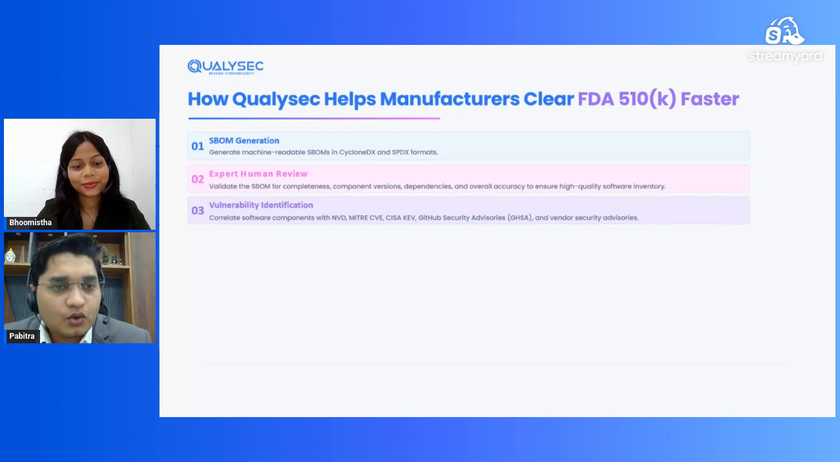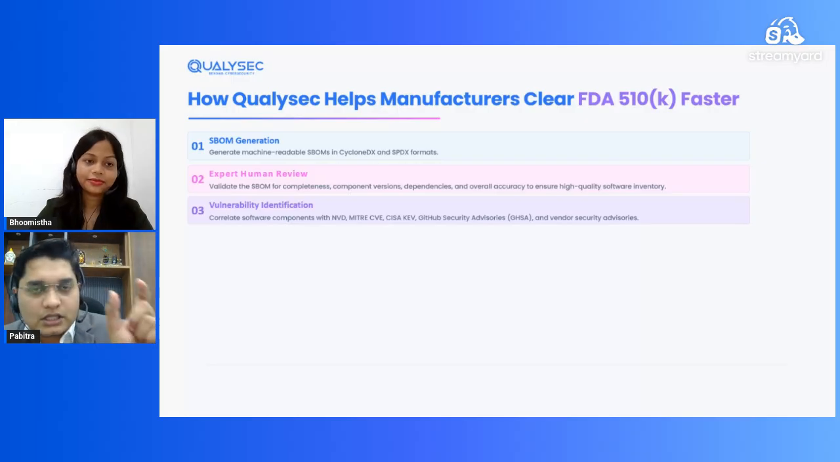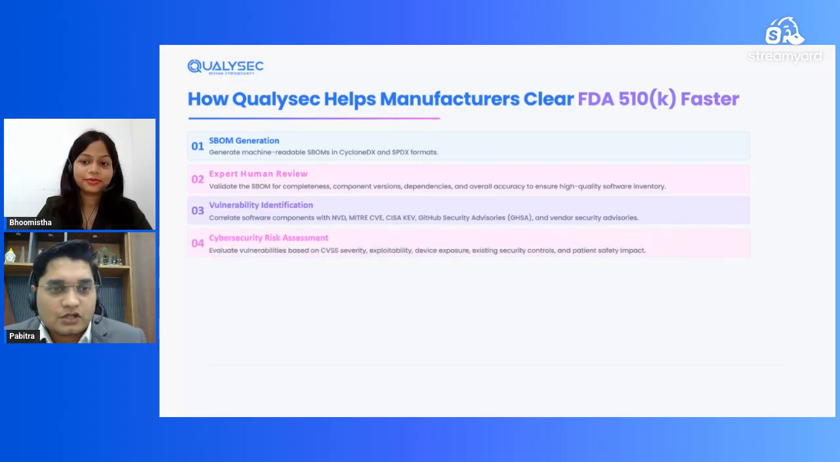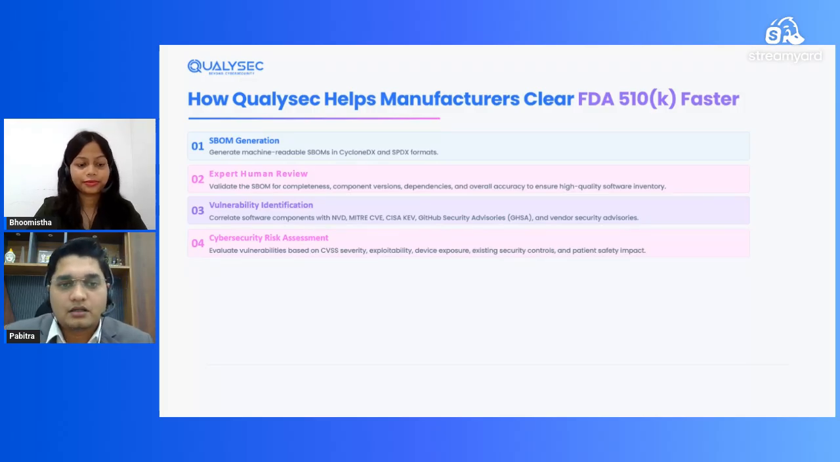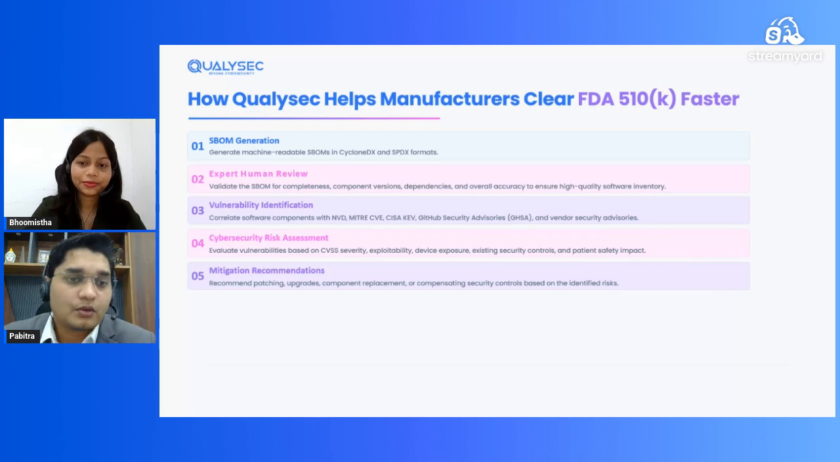Then we identify vulnerabilities. We map the component versions with NVD, CVE, or KEV, and give you suggestions on which CVEs are affected. We also perform the risk assessment, analyzing criticality and the CVSS score. We perform pen testing and exploitation so that we can align with the SPDF. We also help with mitigation and recommendations, on how you can fix those CVEs.